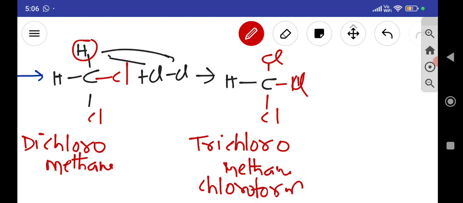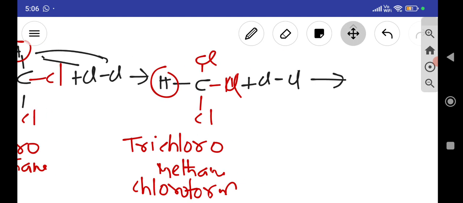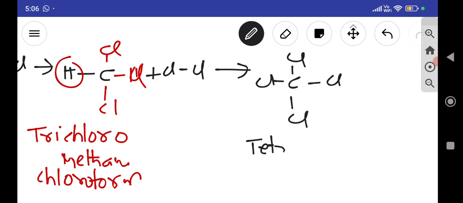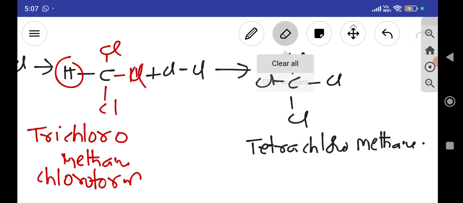Now the last hydrogen is also substituted with Cl, so we can remove this and get the final product. So what is the final product? All Cl substituted, no more substitution occurs, and this is called tetrachloromethane. Common name is carbon tetrachloride. So hope everybody is clear with these reactions. Next class we can continue with alkenes and alkynes. Thank you so much.